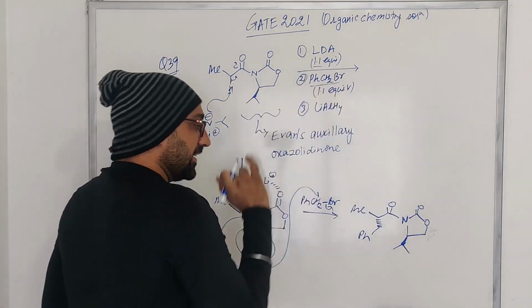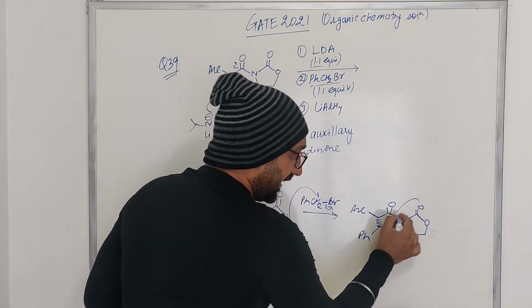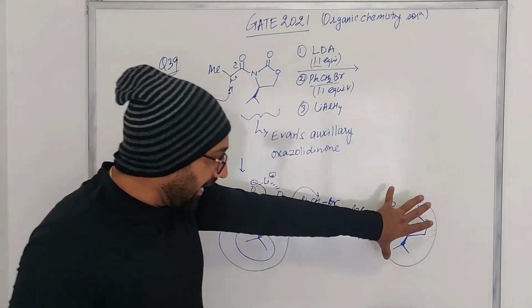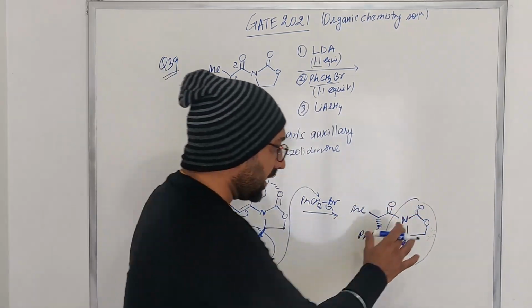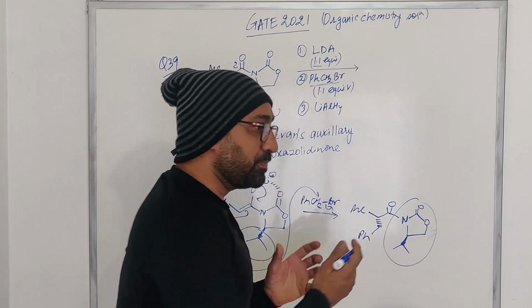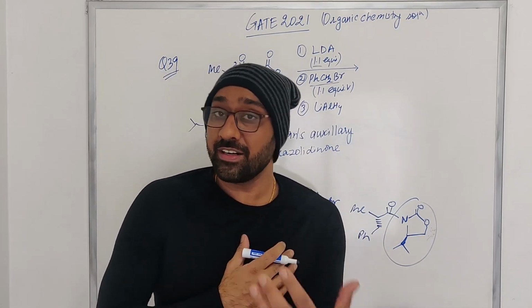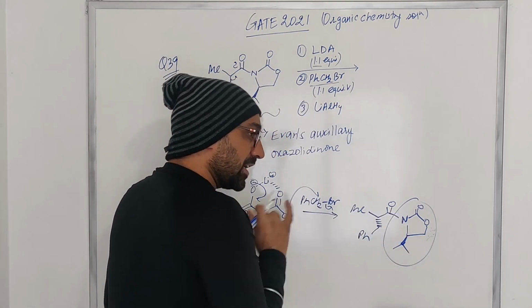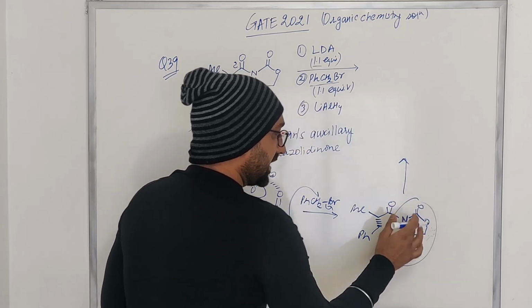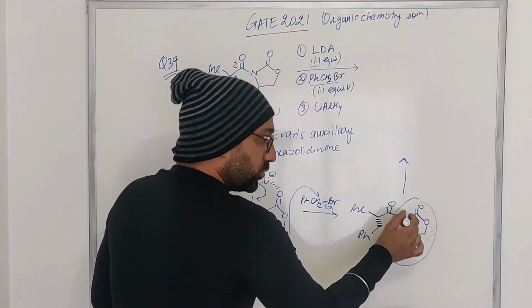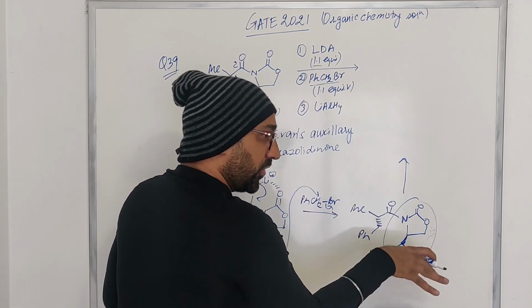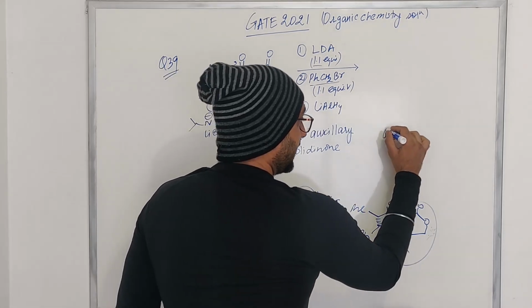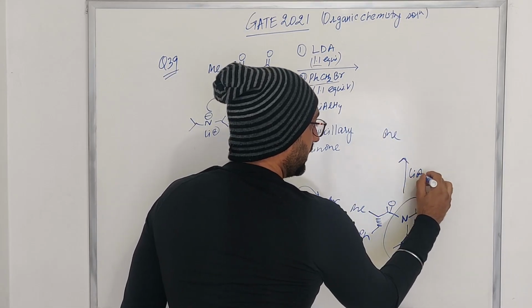Now in the final step, you are getting rid of this auxiliary. This auxiliary's work is done. What was the auxiliary's job? To introduce this benzyl group in an enantioselective manner. Now its work is done. Now what they are doing is getting rid of it, and after that the carbon is further reduced. So what you are getting is a result of lithium aluminum hydride.